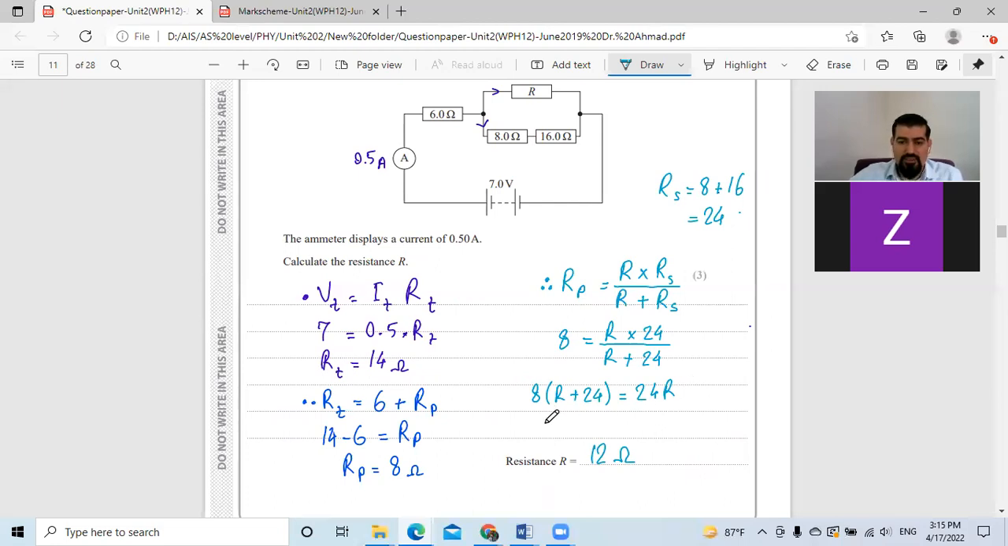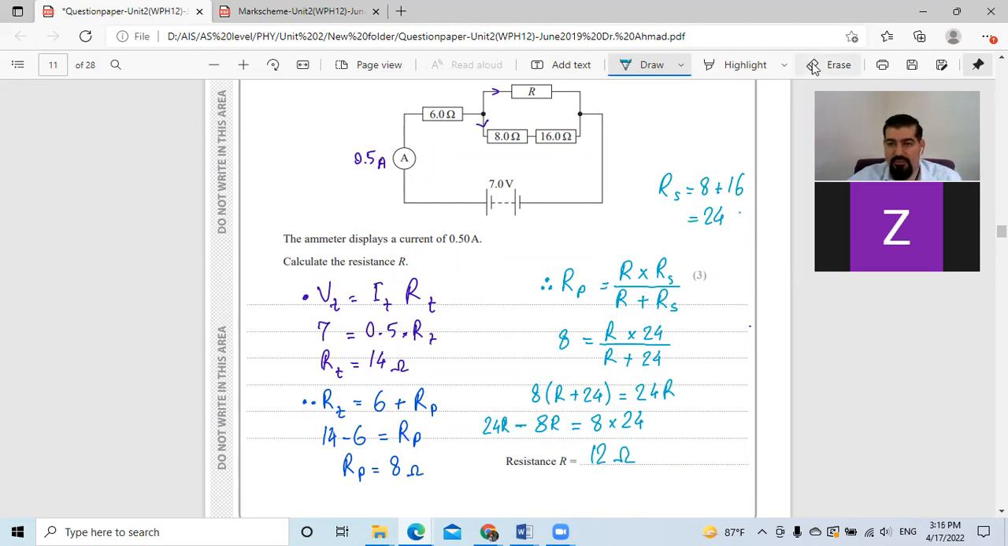So 8R, you move it to the other side, it will be minus, so it will be 24R minus 8R equals 8 times 24, divide by 16, we get the answer. It's math.